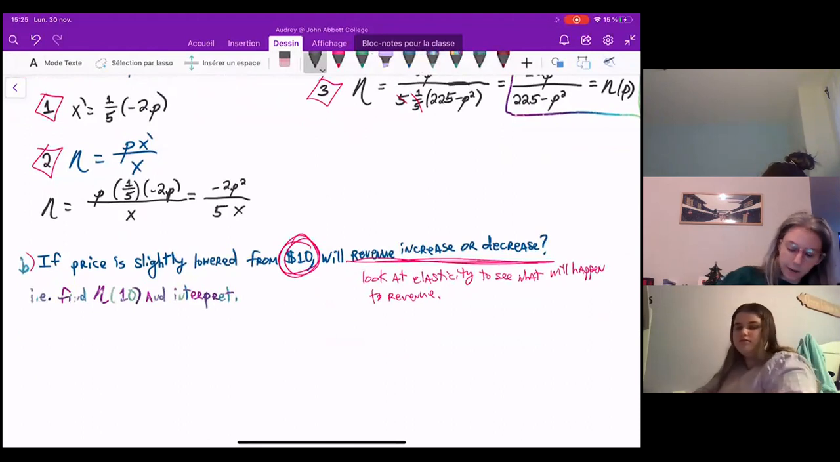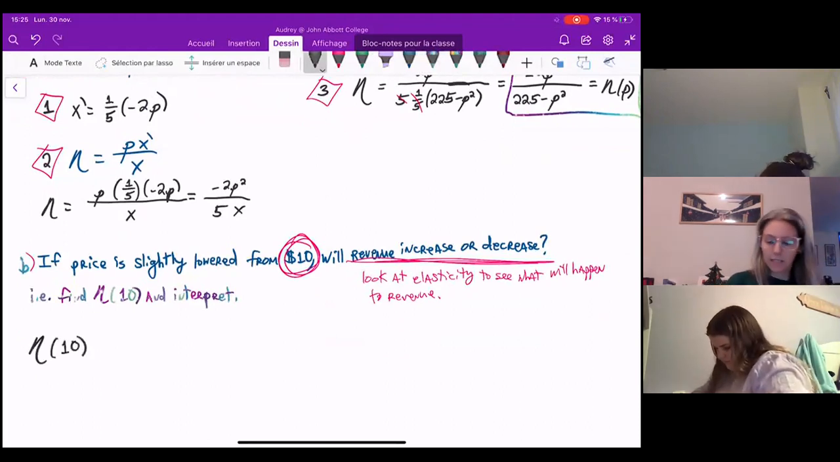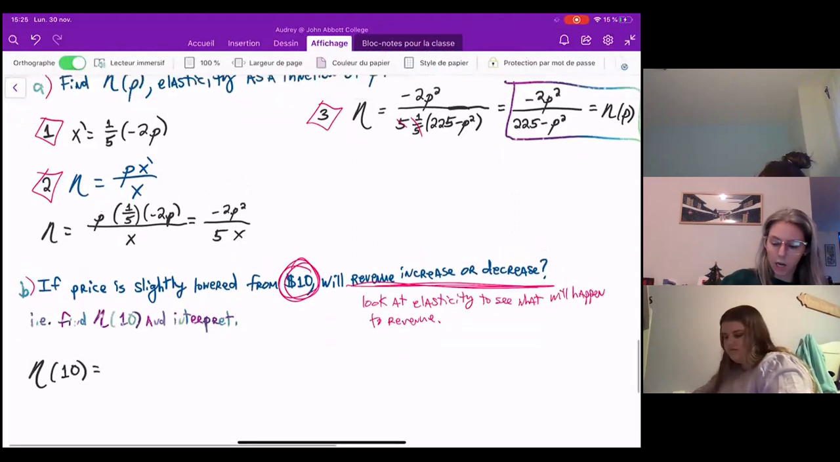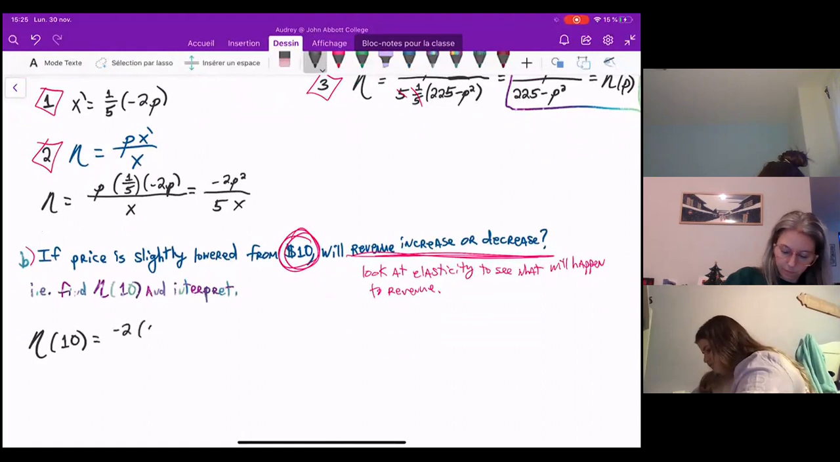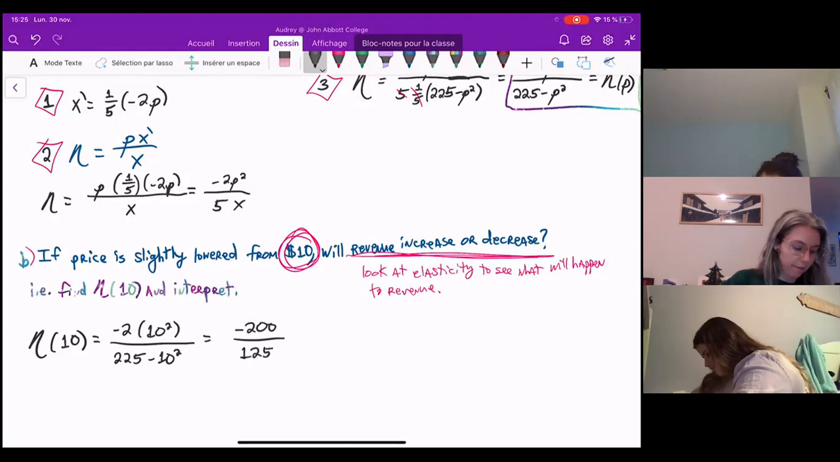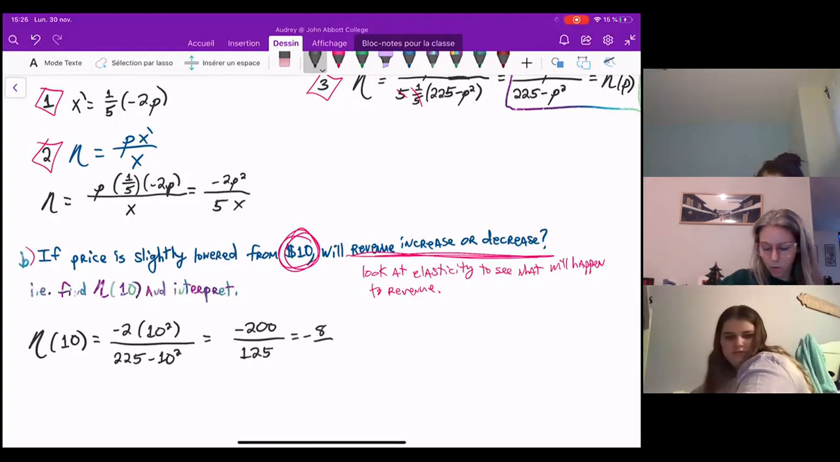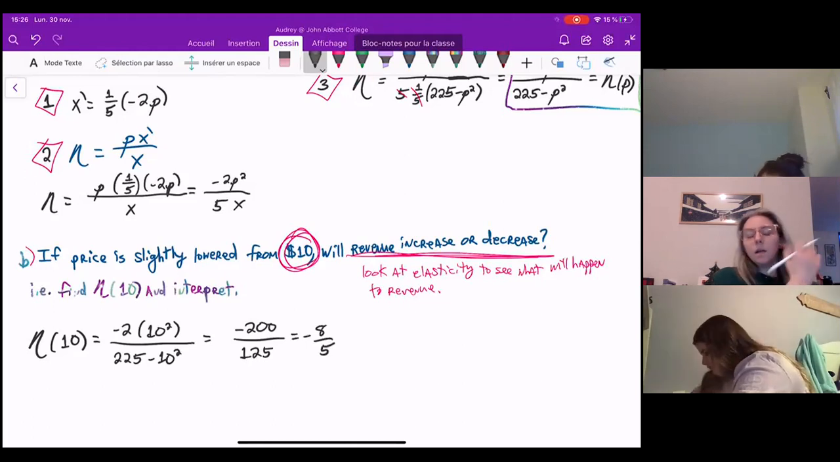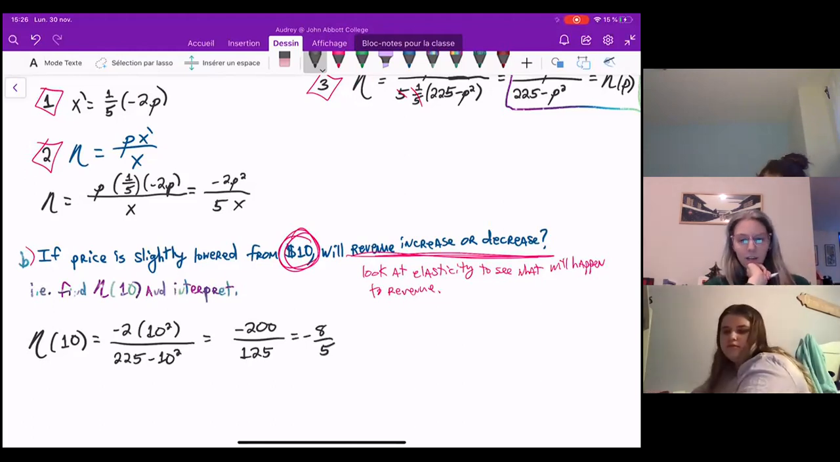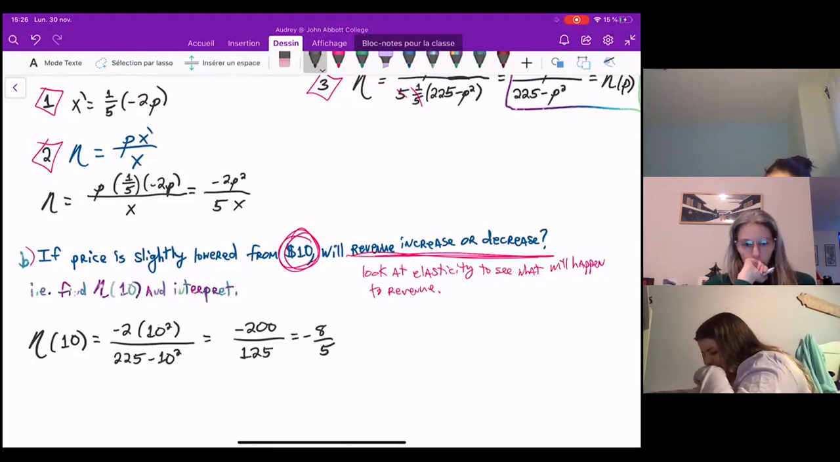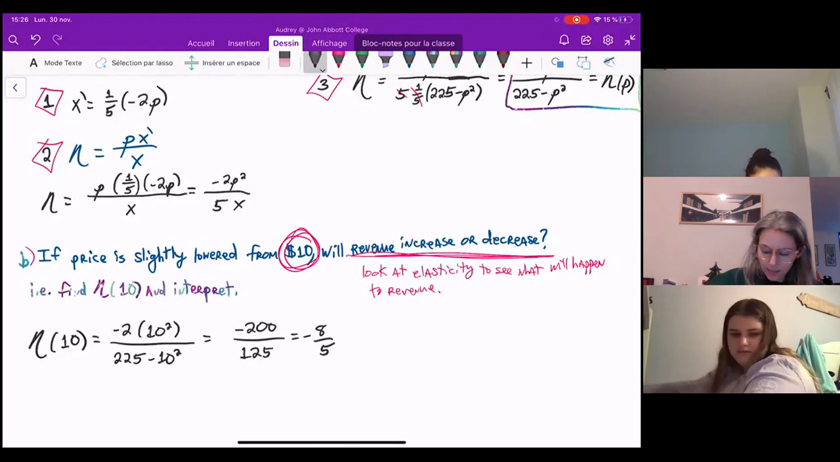So I'm going to find eta of 10. In this case, I just have my 10, which means I'm plugging that into my eta function, negative 2p squared over 225 minus 10 squared. That is negative 200 over 125, negative 8 over 5. And is negative 8 over 5 less than negative 1 or greater than negative 1? Comparing to negative 1, you got it. This is less than negative 1.